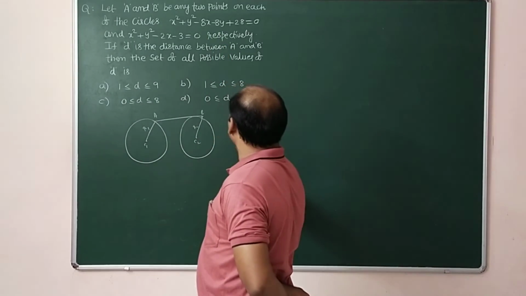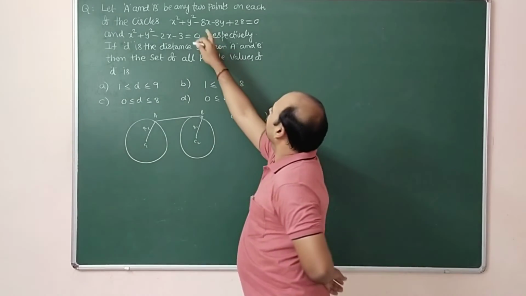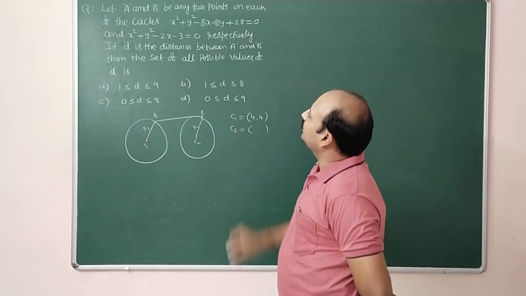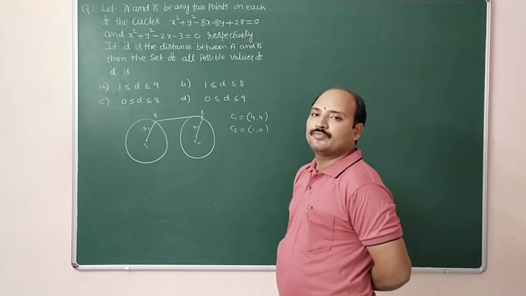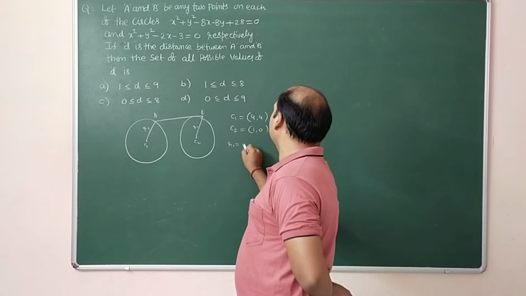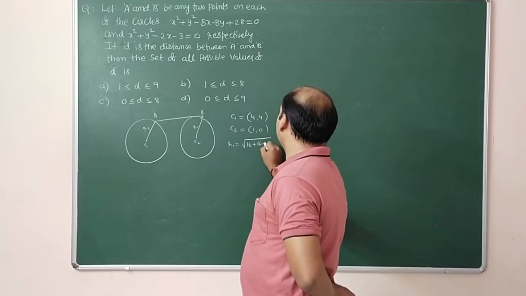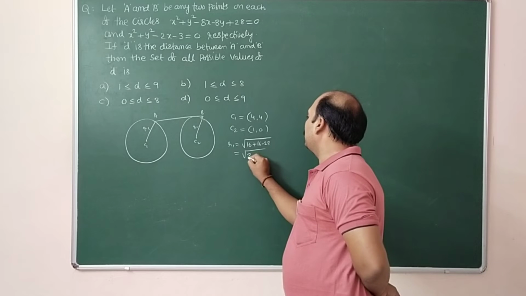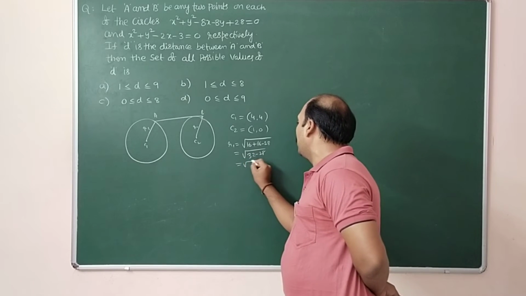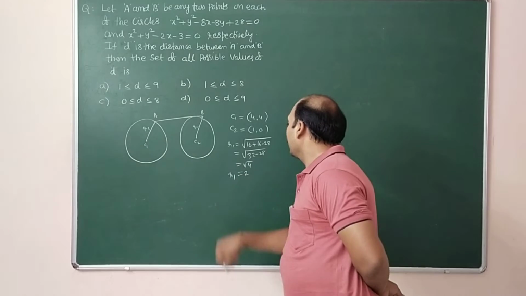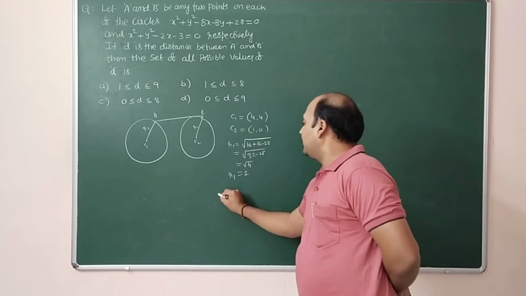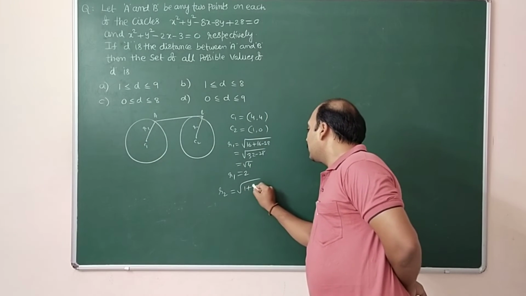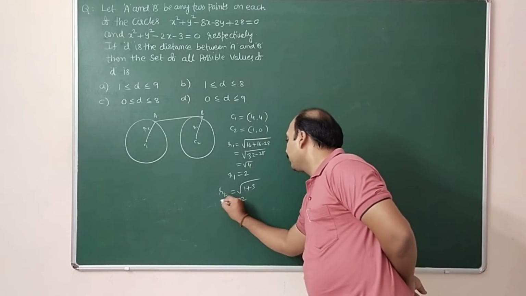For the first circle, center C1 is equal to minus x coefficient by 2, minus y coefficient by 2. C2 is equal to (1, 0). The radius R1 is equal to the square root of 16 plus 16 minus 28, which is root 32 minus 28, which is root 4, which is equal to 2. Similarly, R2, the radius of the second circle, is the root of 1 square minus minus 3, root 4, which is also 2.